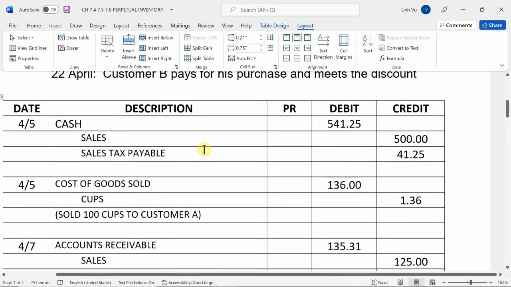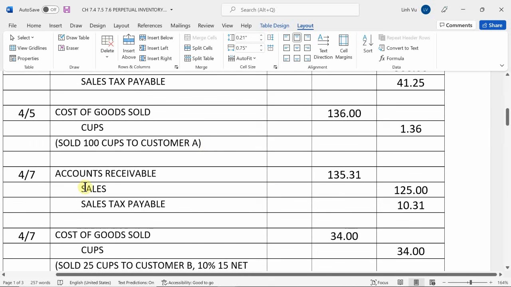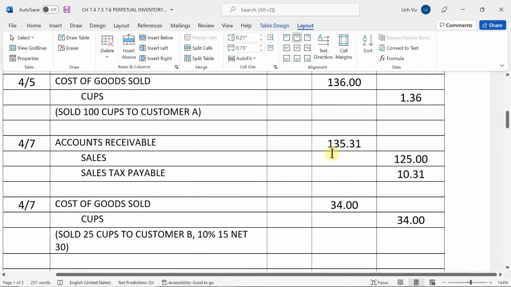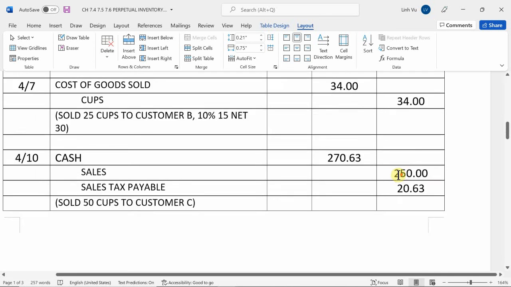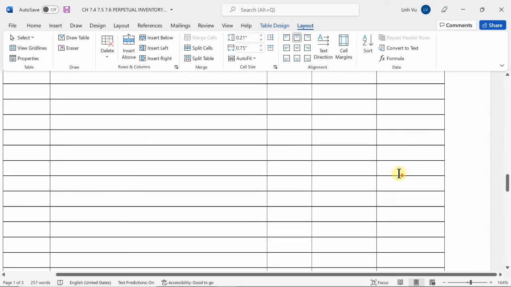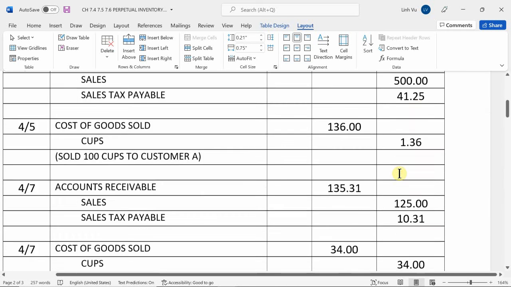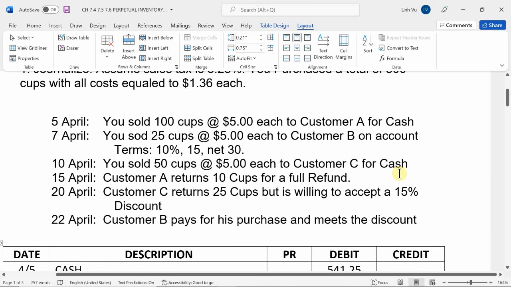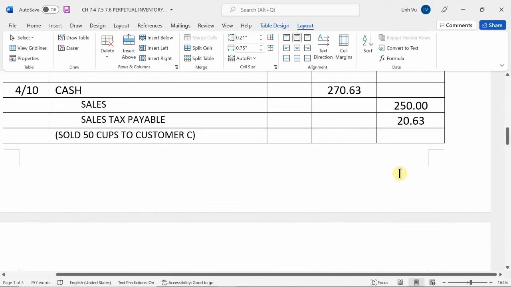So let's take a look at that transaction on April 7. Here is what we originally charged him: $135.31, because we sold to him 25 cups at $5 each, and we charged him sales tax of $10.31. How are we going to journalize this transaction? How did customer B pay us? The assumption here is they probably paid with a check.